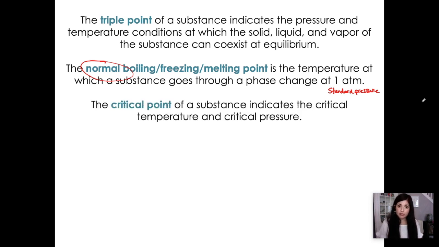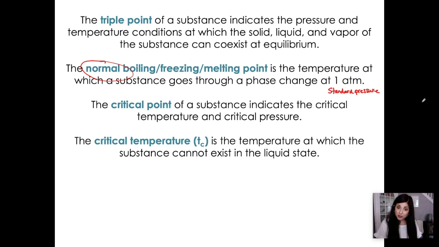The critical point of a substance indicates the critical temperature and pressure. And I hate definitions like that. It has the word in there when you're trying to find out what the definition of the original word means. So let's break each of those down too. Critical point indicates the critical temperature and pressure. Well, what's the importance of those two values?